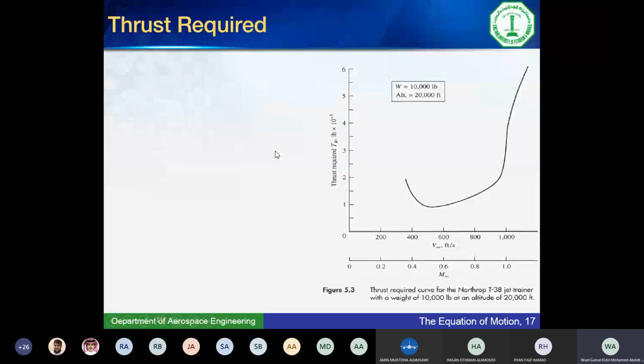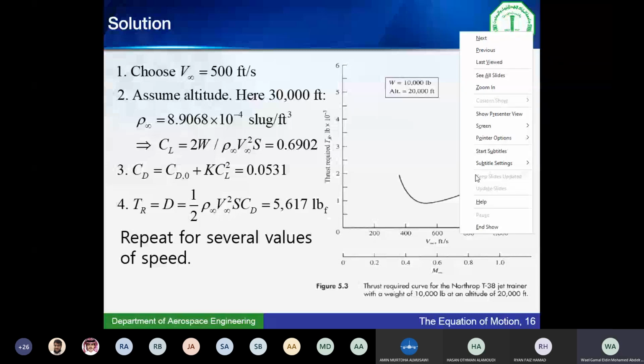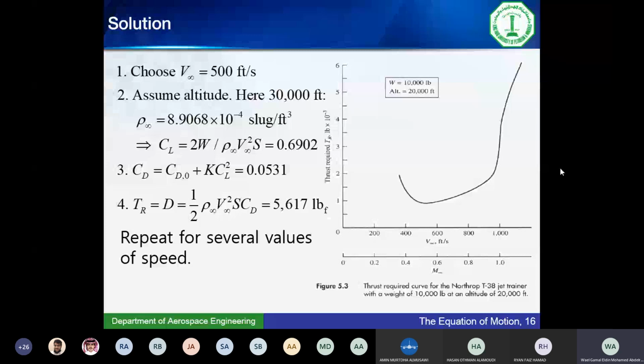Actually, we have done the calcs here for a different example from what you have in the textbook, so that you can have two and compare. In the textbook, he chose an altitude of 20,000 feet. Here it is 30,000. You can simply change the density and see how the curve changes for this case. Okay. Any questions?